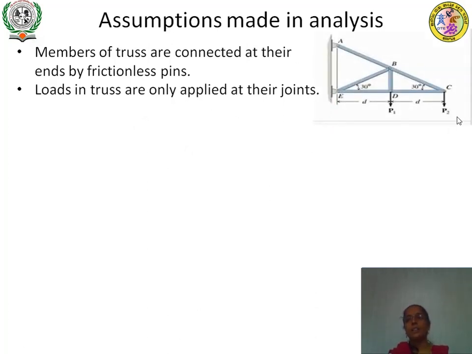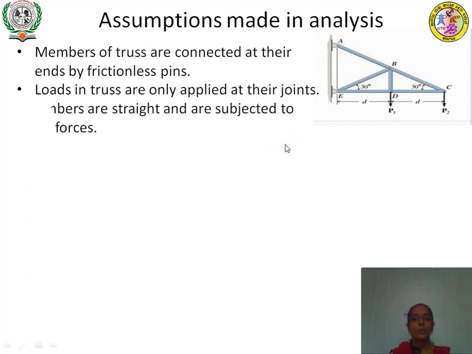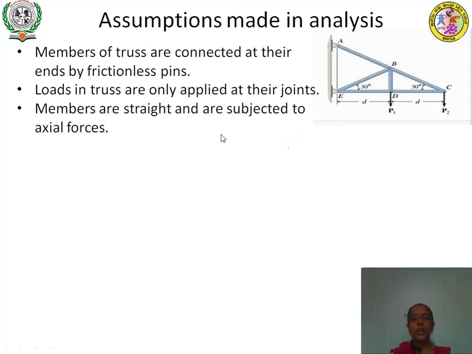Let us take this example. You can observe this is a truss, wherein the members are connected at the ends only. They are not connected in between. They are connected at the ends only, and the loads are applied at the joints only, not at any intermediate point. That is another assumption. And then members are straight and are subjected to axial forces.